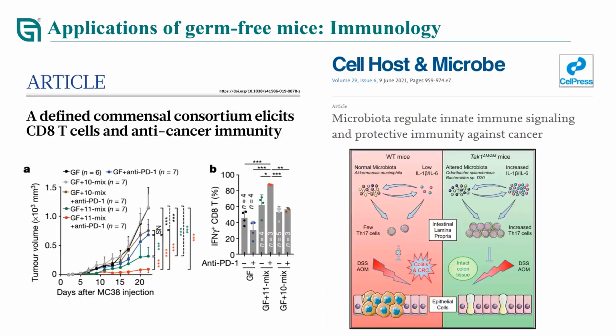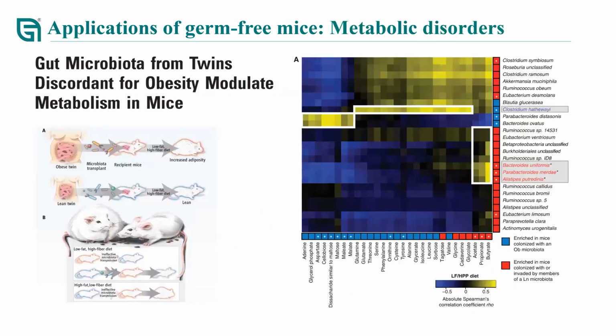In addition to that, immunological research also uses GF mice. Gut microbiota can affect our immune response, I think you all know. And in order to study the underlying mechanisms, GF mice are indispensable models for those interactions. Next, for metabolic diseases, researchers also require Germ-Free mice models, as shown in this paper.